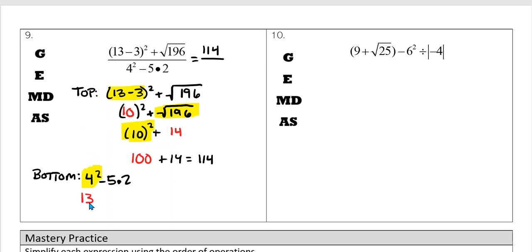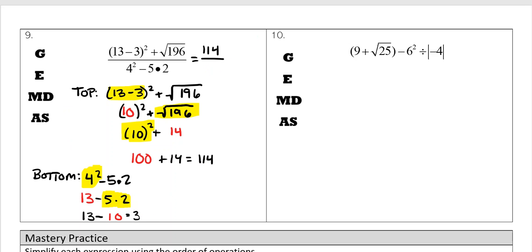4 squared is 13 minus 5 times 2. Then we are done with exponents. We move on to multiplication and division from left to right. We have that 5 times 2 here. So now we have 13 minus 10. And that gives us a final answer of 3 for the bottom of the fraction.